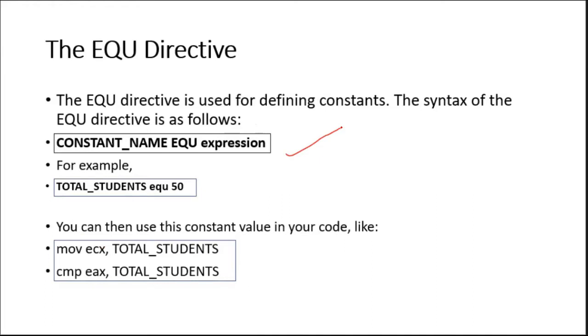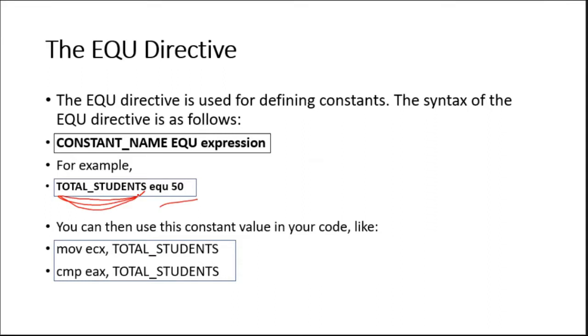What does this one mean? Yes, you just put a constant value 50 into the total students. All right. So basically, somewhere in the code, you can now refer to total students, right? And then you are actually referring to 50. Now, EQU directive cannot be redefined.